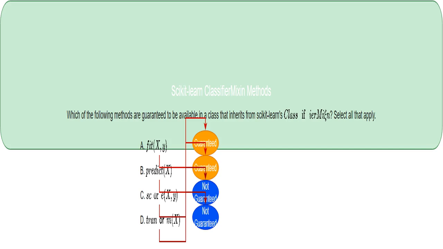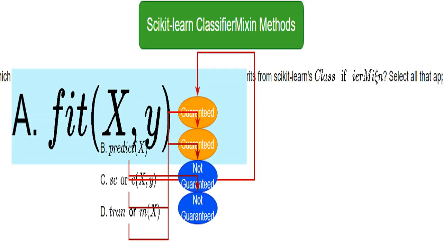I'm focusing on the ClassifierMixin class in scikit-learn, a popular Python library for machine learning. This class is like a blueprint for creating classifiers, algorithms that can sort data into categories. I'll examine which functions are always available in any class built using this blueprint. This function trains the classifier. X represents the data, and y represents the correct categories for that data. Think of it as showing the classifier examples to learn from.